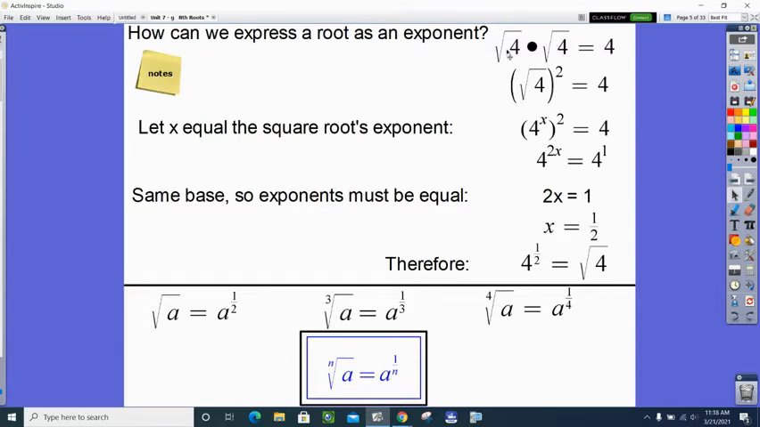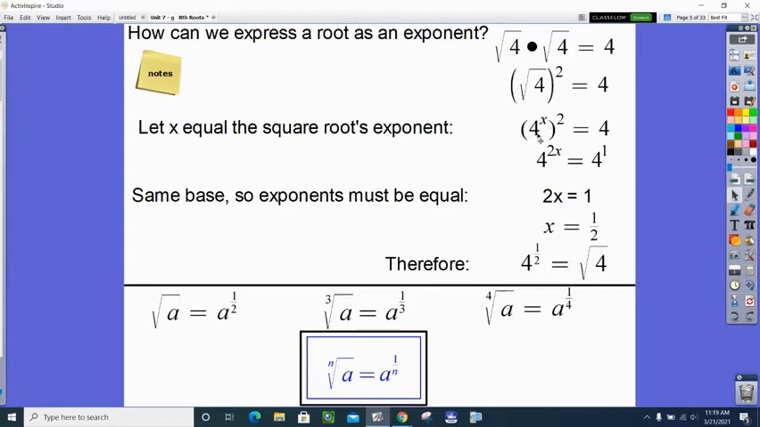Do you see 2 factors of the square root of 4? So I'm just going to write that as the square root of 4 squared. And my question is, what kind of an exponent is the square root? That's what I'm trying to prove to myself. So I'm going to take that square out and say, what exponent? So I'm just going to replace that square root with an exponent of x. I'm solving for x to figure out what is that square root in terms of an exponent.